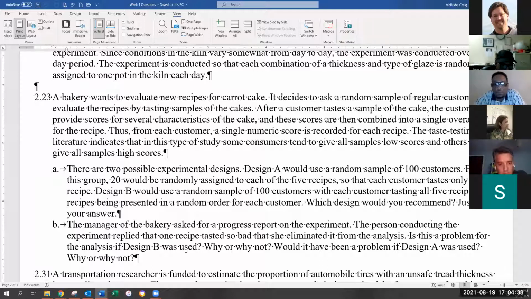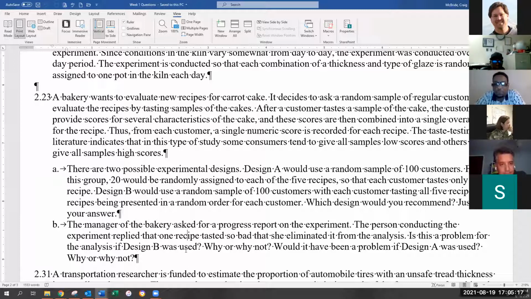Yeah, you basically need to say, okay, would taking one recipe out be a problem for design B, and would it be a problem for design A? Why or why not? So they could both be yes, they could both be no. Maybe it's a problem for A, but not a problem for B. Maybe it's a problem for B, but not for A, right? And you have to justify why you think it is one or the other. Okay, so I put that it would have been a problem for design A because they were able to only taste one, but I got that wrong.